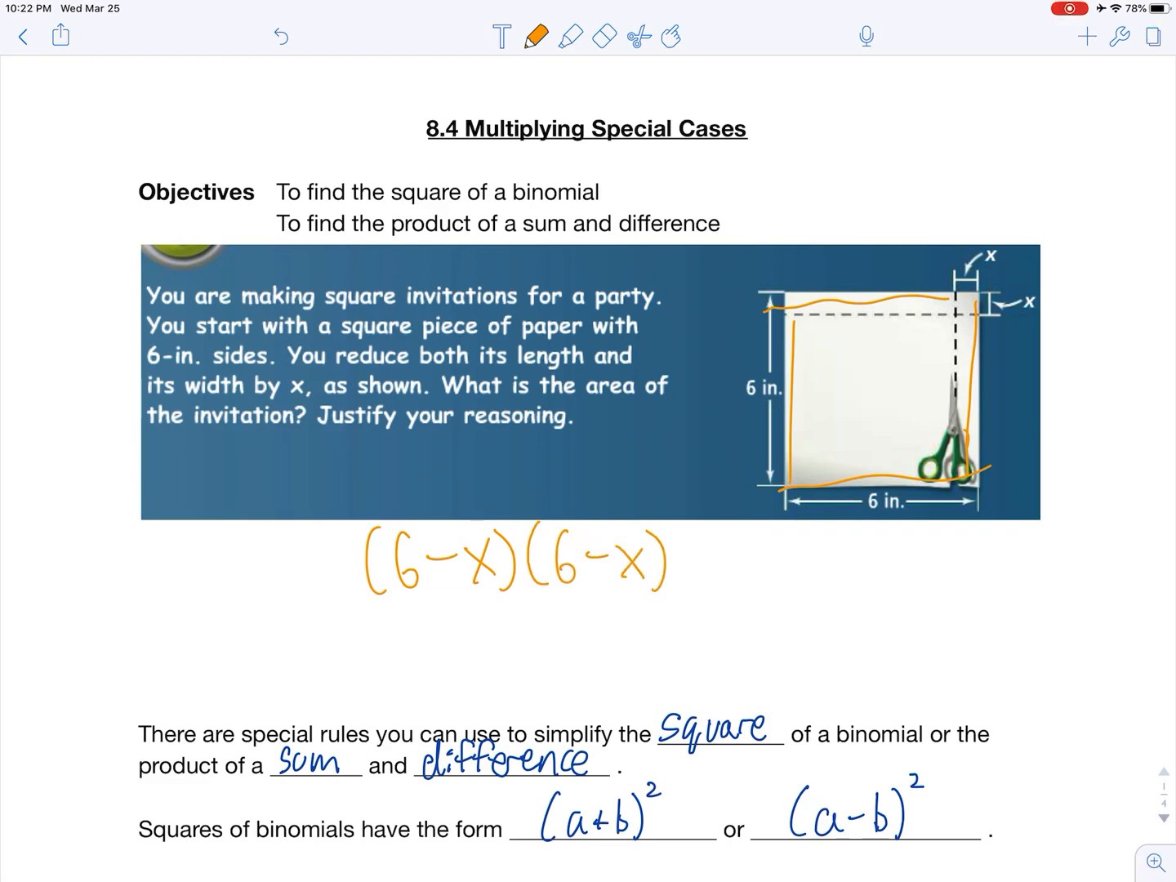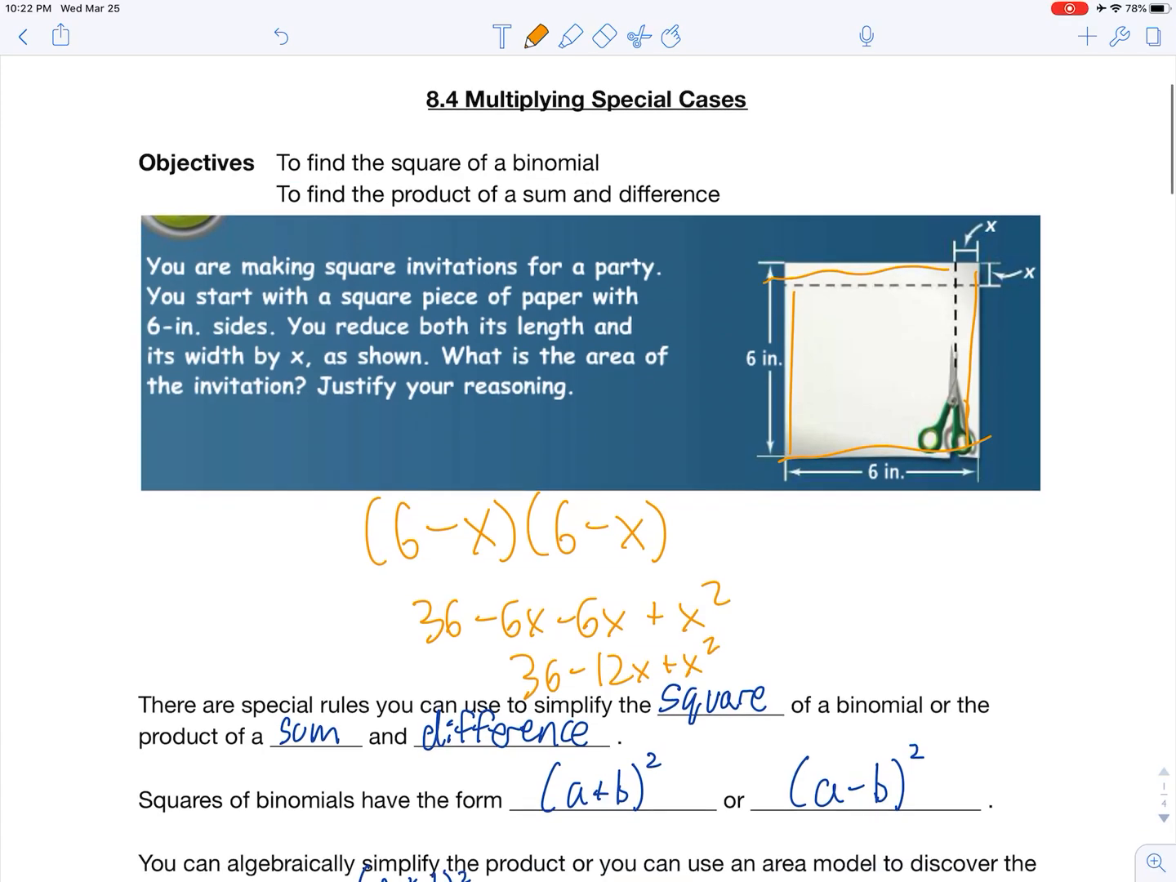And just like in 8.3, we could FOIL this, we could use the box method, we could use distribution. But either way, we'd multiply out and we get something like 36 minus 6x minus 6x plus x squared. And if I combine like terms to get our final answer, we get 36 minus 12x plus x squared. So really everything we're going to be seeing in this section is something we could have solved in the last section. Now we're just going to have a shortcut for it.